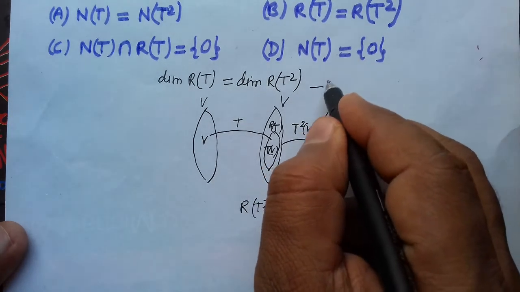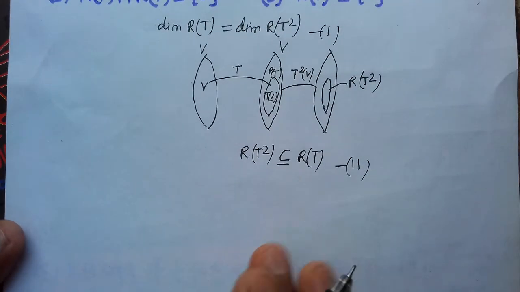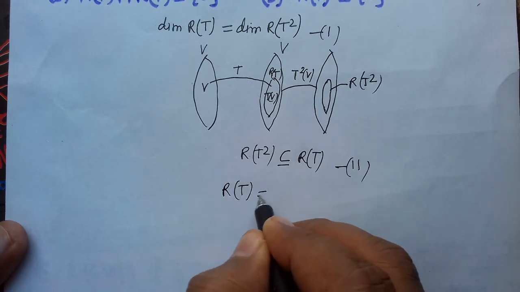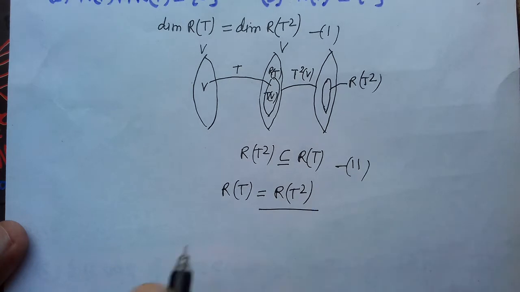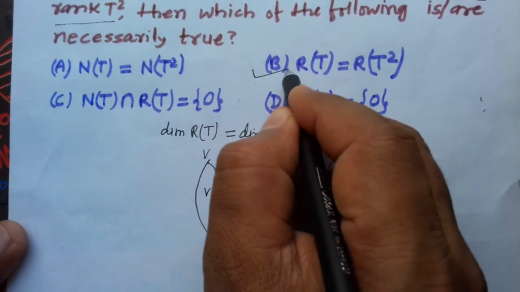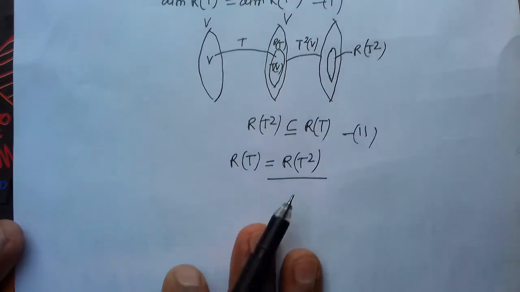From 1 and 2 we have RT equals RT squared. So our option B is correct. Now let us check for A.